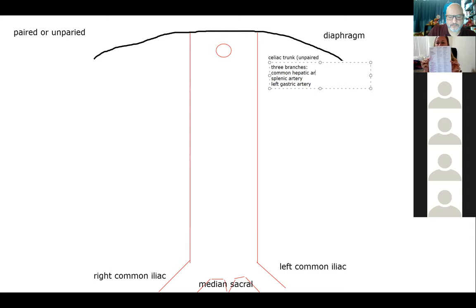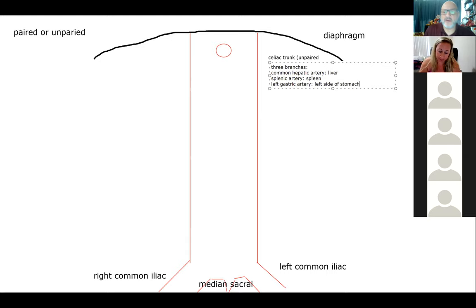Excellent. And let's take it one more step. Where do you think the common hepatic artery goes? To the liver. Where does the splenic artery go? To the spleen. Excellent. That's convenient. And where do you think the left gastric artery goes? Stomach. And not just the stomach, but the left side of the stomach.